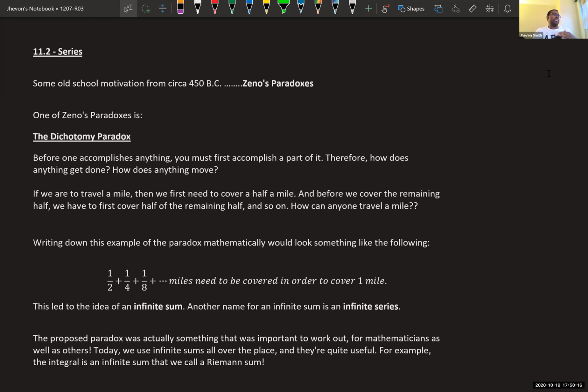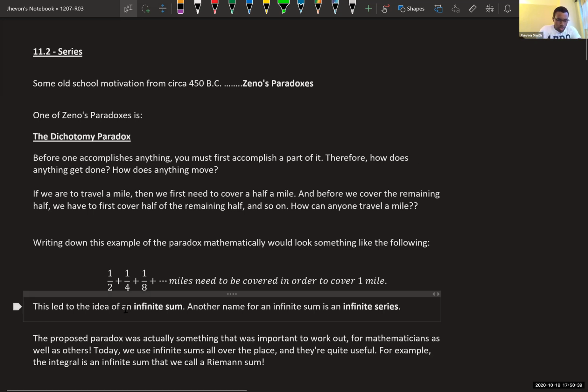So basically he kept saying, in order to cover some distance, you have to first cover half the distance, and then you have to cover half that distance. Then you have to cover half that distance. So his paradox was, how does anything actually get done? Essentially, what you're doing here, as you're seeing, is dissecting a mile into an infinite sum.